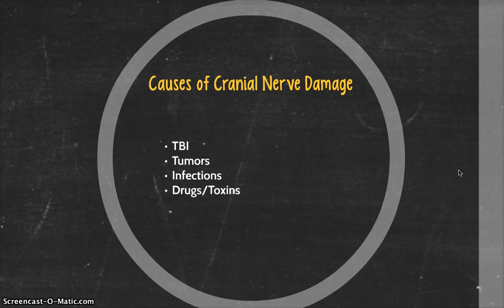Causes of cranial nerve damage. There can be many different causes of cranial nerve damage. However, below are four common ones. A TBI, a traumatic brain injury, for example, could be caused in a car accident. Also, tumors and infections. Infections can be caused by shingles or other diseases. And also, drugs and toxins can be harmful to cranial nerves.